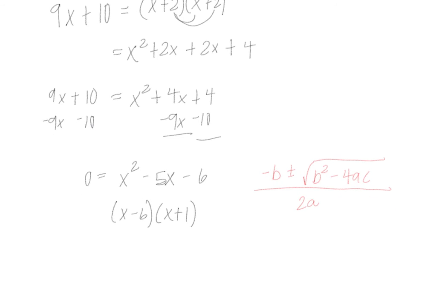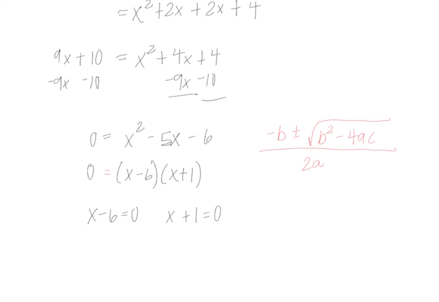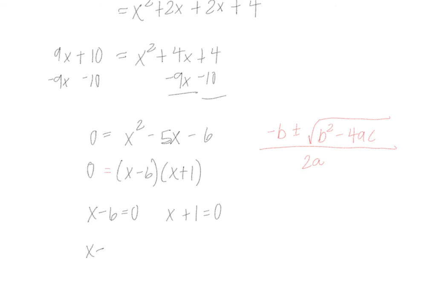So once you factor it, just set each factor equal to 0. So x equals 6 and x equals negative 1.